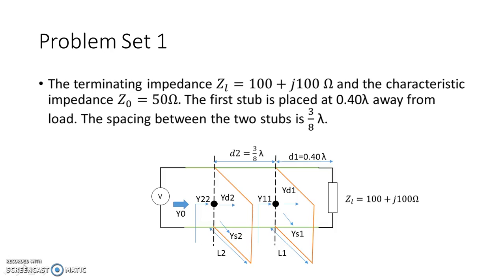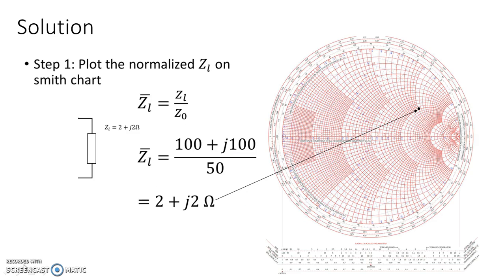We can draw the circuit like this. We have D1, that is the first distance, 0.40 lambda, and the second distance D2, which is 3 by 8 lambda. Okay, and we need to calculate YD1, YS1, L1, L2, YS2, YD2, and Y22. Let us go ahead and solve the problem.